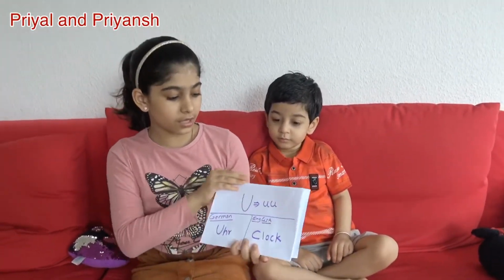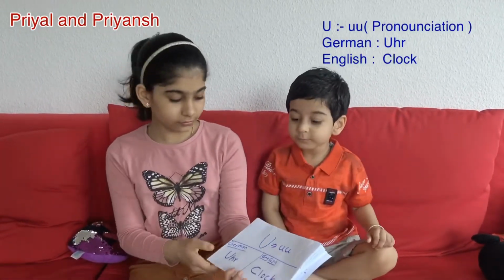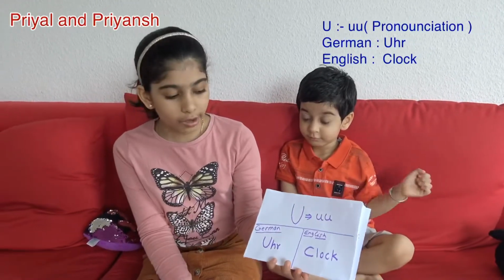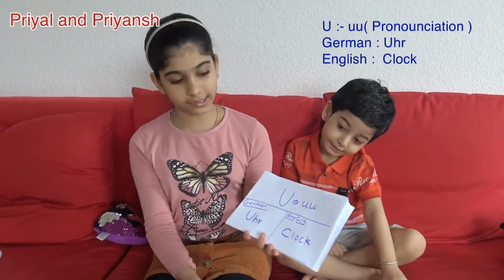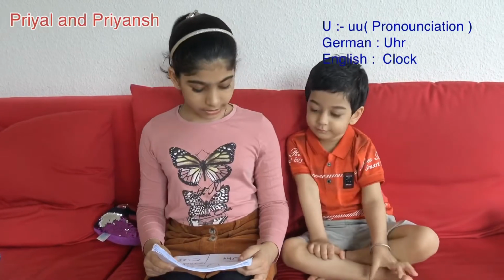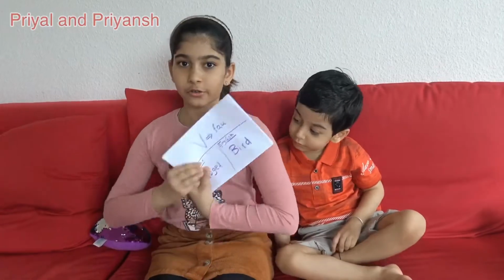Next we have the letter U. In German, they pronounce it just like that. In German it's Uhr, but in English it's clock. Clock. Can you say U? U. Can you say Uhr? Uhr. Good.